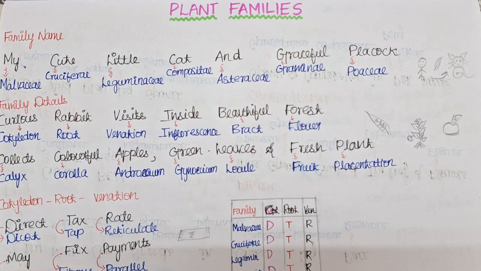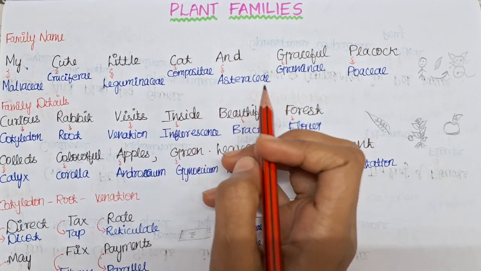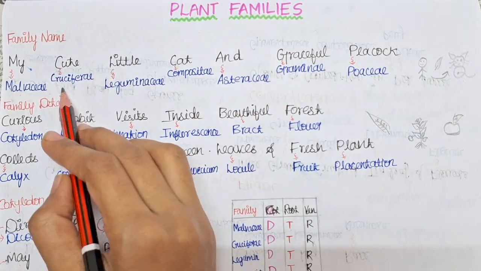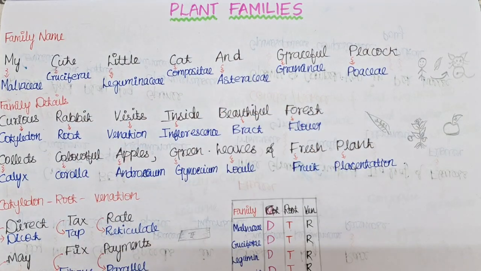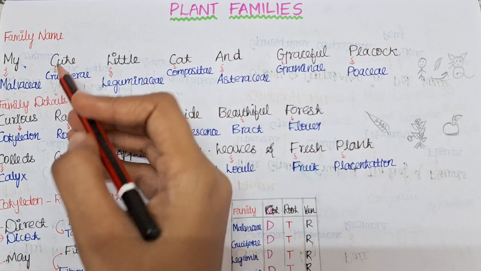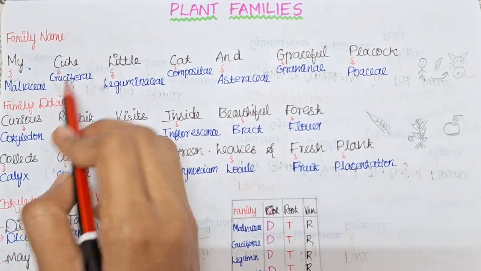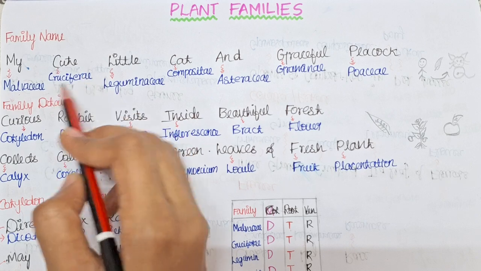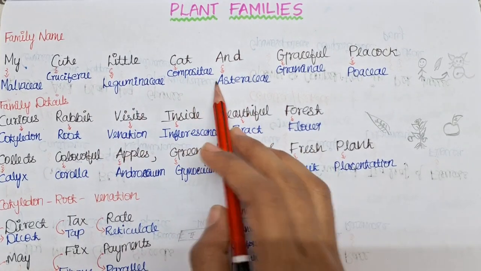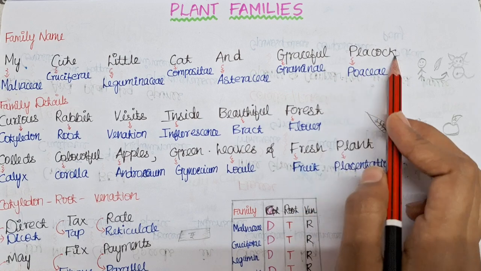Now you might be having a question: here cute is also starting with C and cat is also starting with C, right? So how will I know whether it is Cruciferae or Compositae? There is no need to memorize this order anywhere, but if you are having the confusion, Cruciferae also has CU, so that is a short trick to memorize. Cute is for Cruciferae. Cat is for Compositae, and is for Asteraceae, graceful is for Graminae, peacock is for Poaceae.